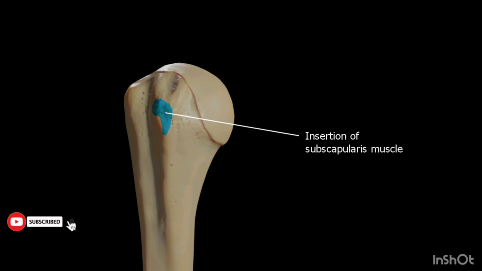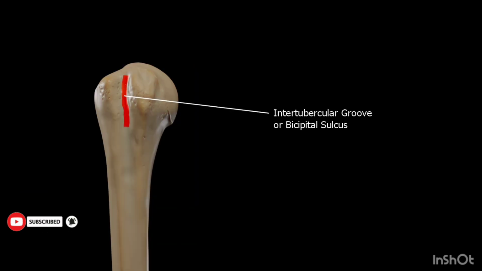Intertubercular groove, or bicipital sulcus. It is a vertical groove on the upper humerus, the arm bone, between the greater and lesser tubercles. Its main function is to hold the tendon of the long head of biceps brachii in place. It also gives attachment to muscles like pectoralis major, latissimus dorsi, and teres major.